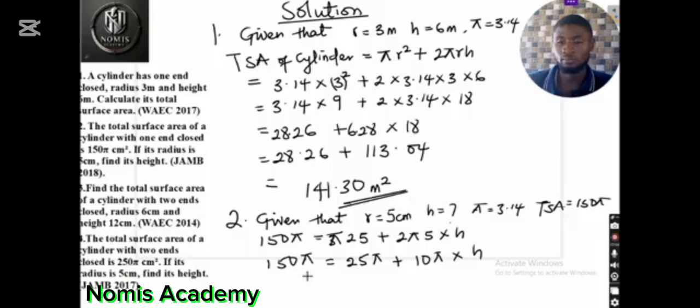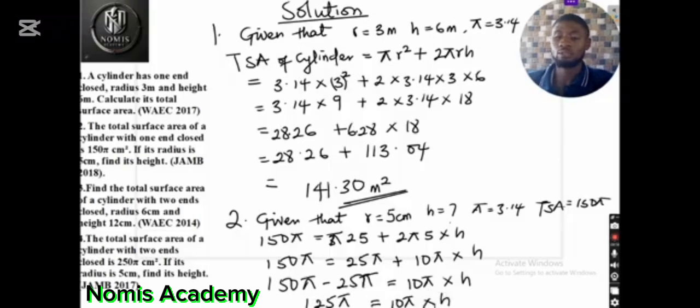So from here, 150 pi minus 25 pi equals 10 pi multiplied by height. So this should be 125 pi equals 10 pi multiplied by height. So we divide both sides by 10 pi.